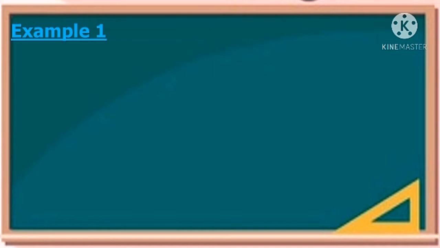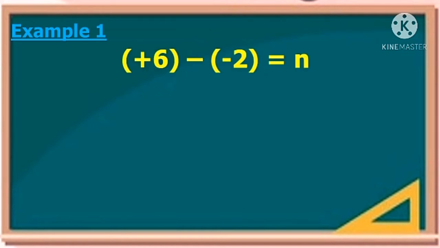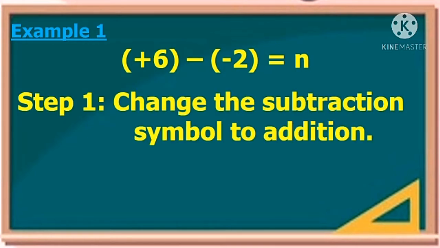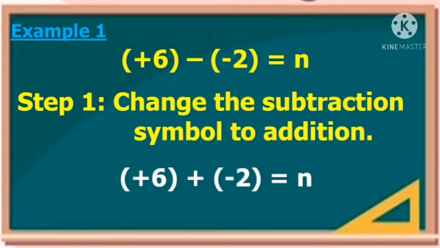Let's have some examples. Example number 1. Positive 6 minus negative 2 equals n. Step 1. Change the subtraction symbol to addition. We have positive 6 plus negative 2 equals n.